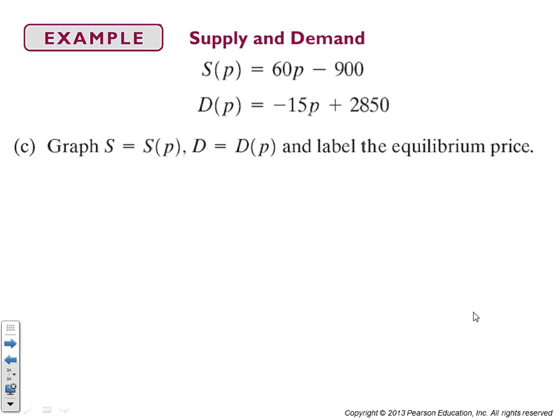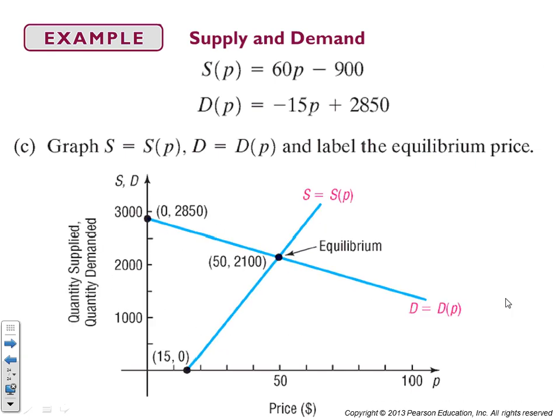All right, so we're going to graph our two functions and label the equilibrium price. So S of P, on our x-axis, we're counting by tens and putting the price, and on our y, we are putting our quantity. And the equilibrium point is where these two lines cross. S of P is equal to D of P.